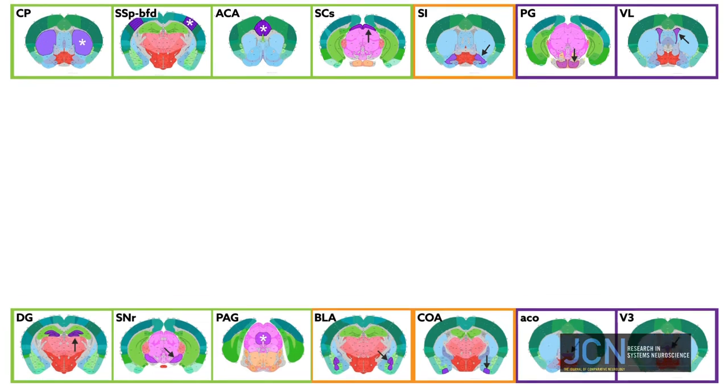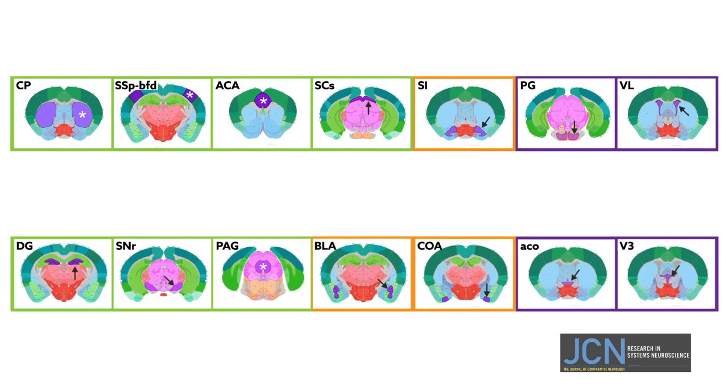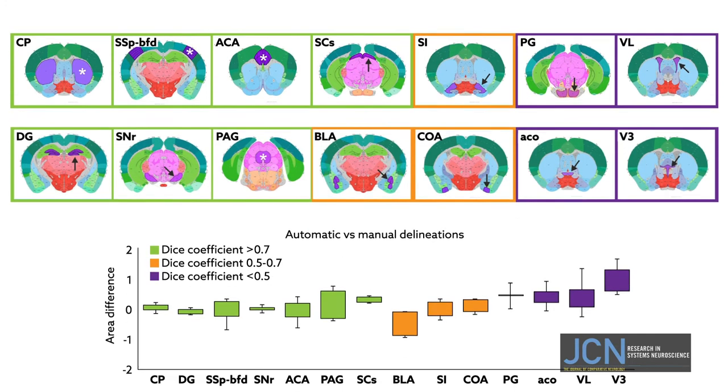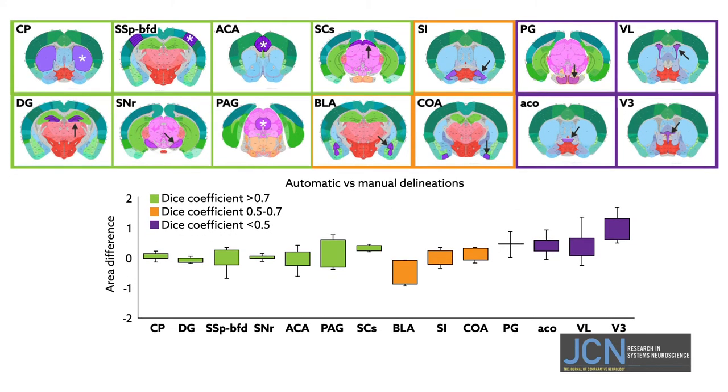To validate NeuroInfo's performance, the software was used to register and delineate 60 experimental coronal sections from 12 different mouse brains. The sections were generated in two different laboratories and imaged with either fluorescence or bright field microscopy. Anatomic regions delineated by the software were compared to delineations drawn by expert neuroanatomists.